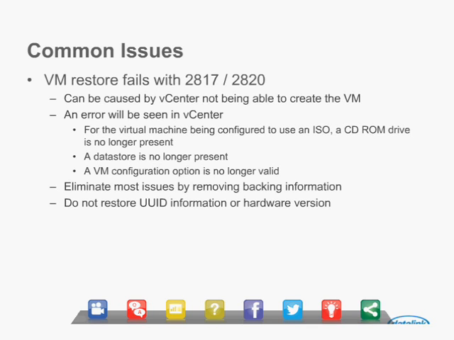Another common one is a data store no longer present or a VM configuration option no longer valid. The most common fix for this type of issue is to check the option for remove backing information. This will remove the CD-ROM information and the VM-specific options that can cause issues. Another option is do not restore the UUID information or hardware version. If you do not choose to restore the hardware version, when you restore the VM, it will update to the latest hardware version supported by your vCenter and ESX server.